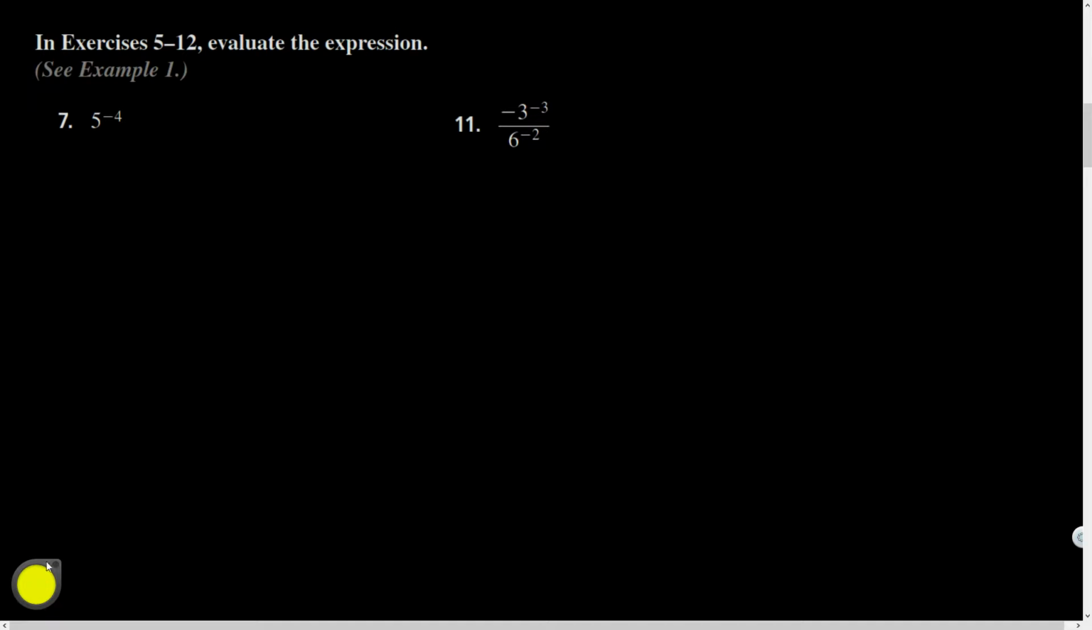Here's question 7. All right. So in its current form, 5 is technically in a numerator over 1. It's just not shown.